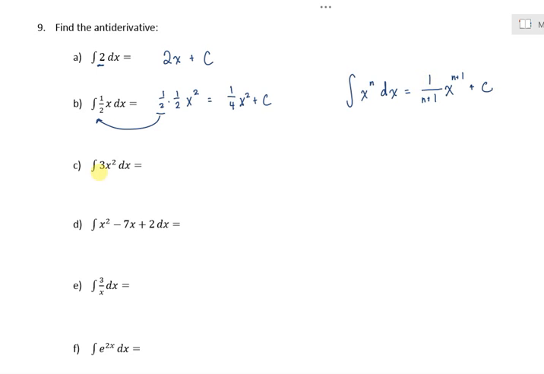Okay, here we go, 3x squared. So we have 3, that's the same 3. And then we have x cubed, I'm using the rule now, and times 1/3. The 3's and the 1/3's go away, and that just becomes x cubed plus c.